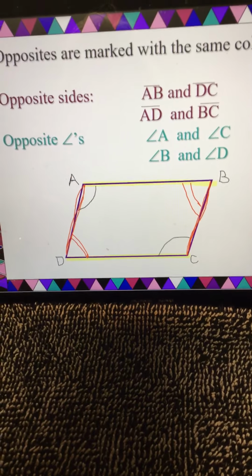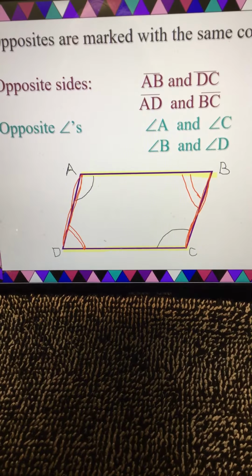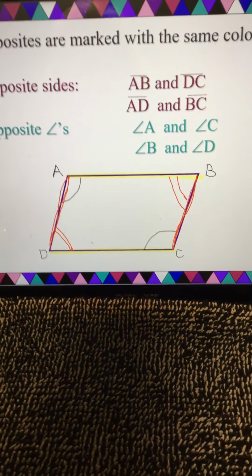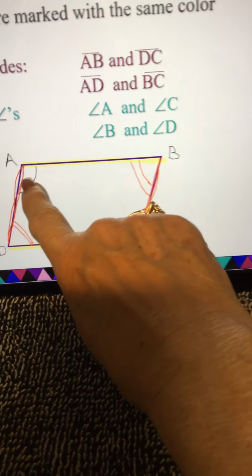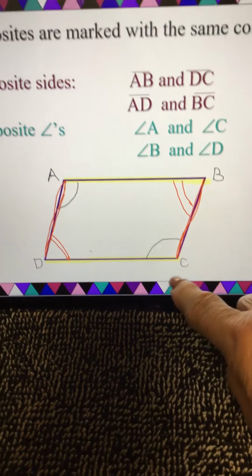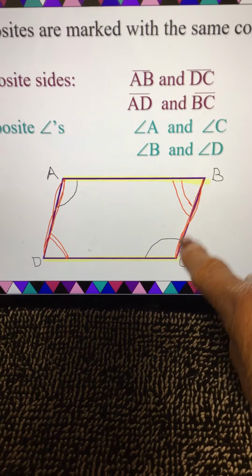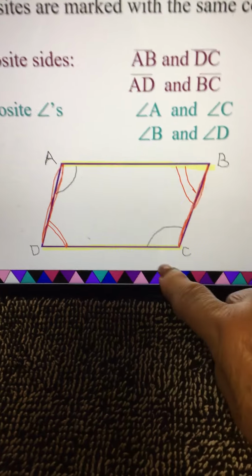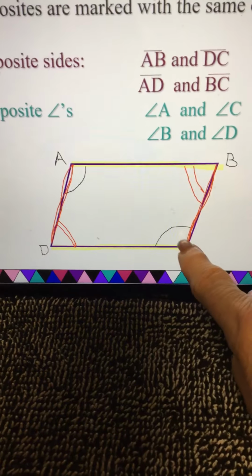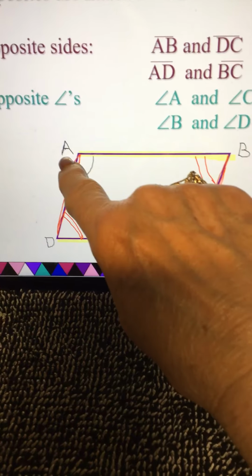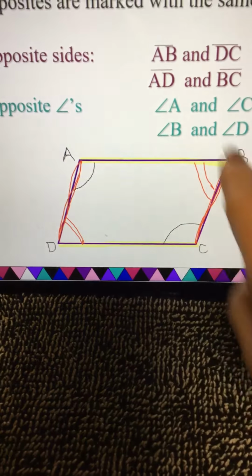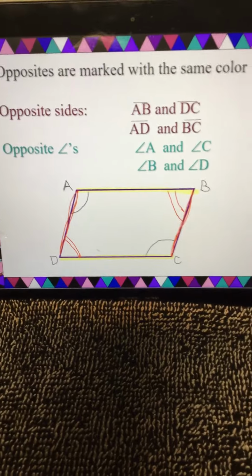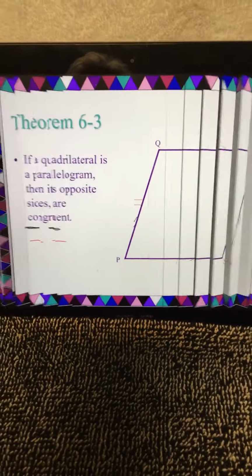And then opposite angles do not share a side. So if I'm looking at angle A, it's made up by AD and AB. If I'm looking at angle C, it's made up of BC and DC. They have no sides in common, and so they're opposite. But intuitively, they're across from each other. They don't follow, so I can understand that notion of opposite.